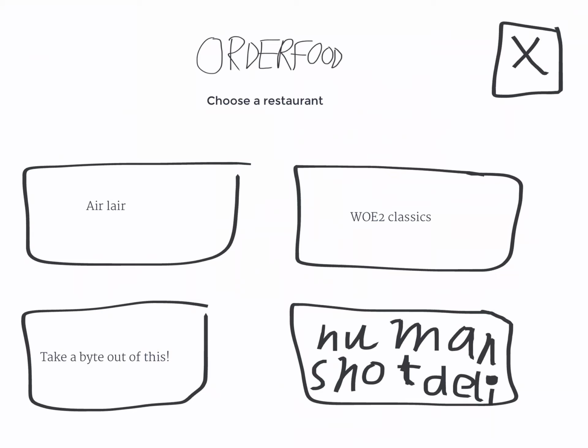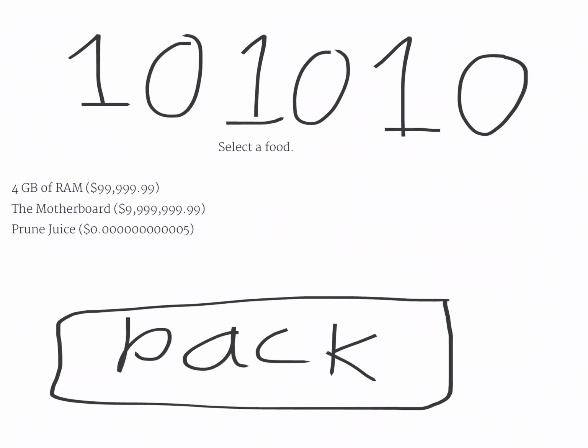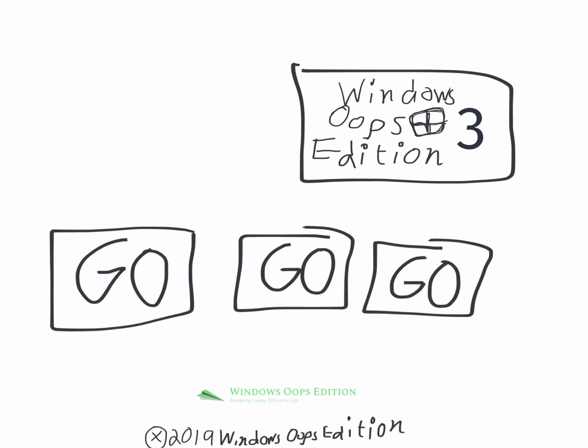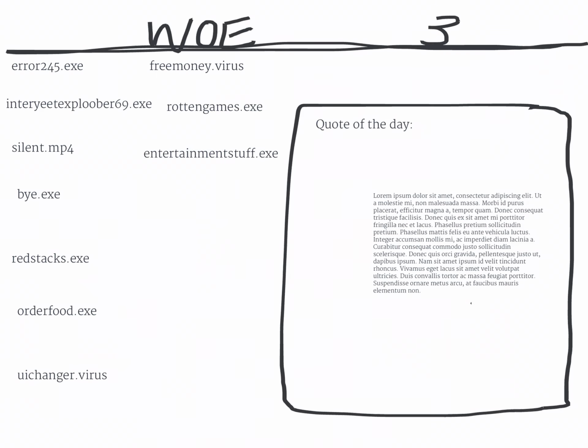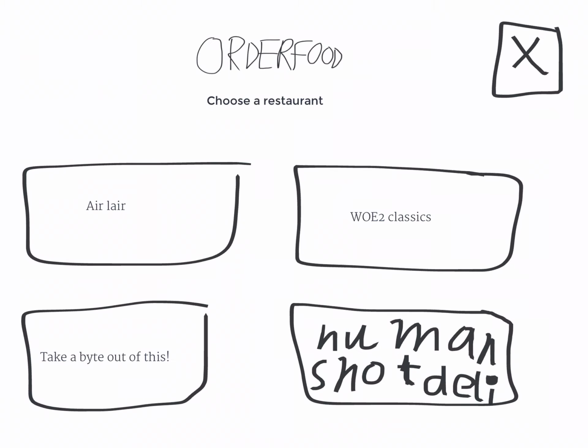Order food. Choose a recipe. Pause. Choose a restaurant. Now just choose, take a bite out of this. Select a food. 4 gigabytes of RAM. $99,999.99. The motherboard, $9,999,999.99. Or brand juice. I'm not sure if I can even read that. Let's try order food again.